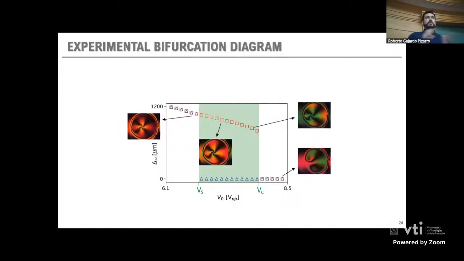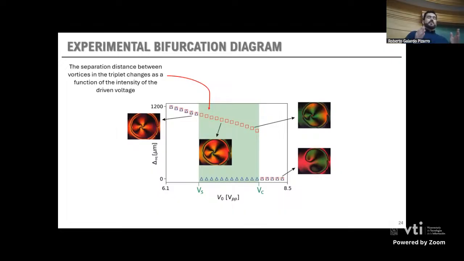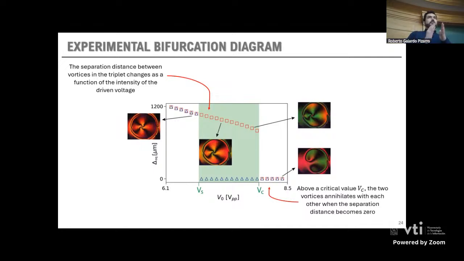So we start to change the voltage, and what we discover is that the separation distance between the vortex in the center and the negative vortex in the edge start to decrease when we increase the voltage. So then we have a critical voltage for which the separation distance becomes 0, and obviously the two vortexes of opposite topological charge will annihilate.